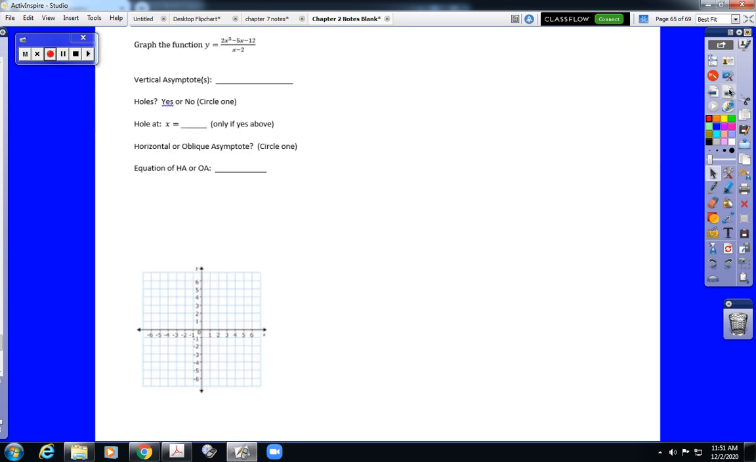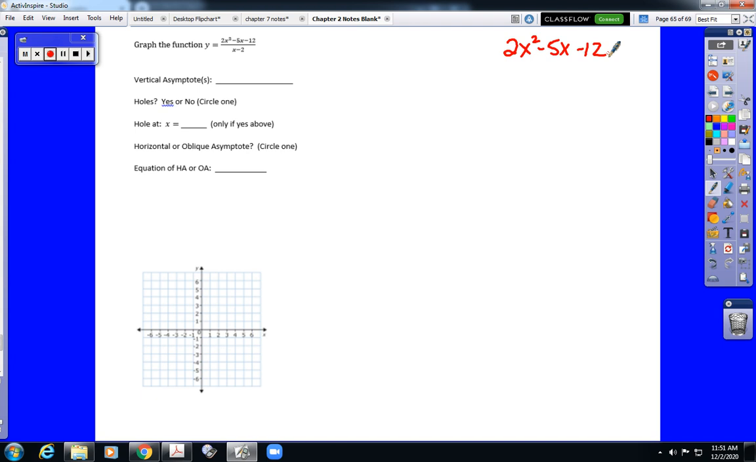So here is a function. We're going to go through that entire process here. Start off with vertical asymptotes. Well, the first thing we need to do is factor that numerator if possible, and it does factor. We've got that trinomial of 2x squared minus 5x minus 12.